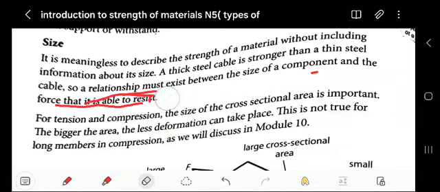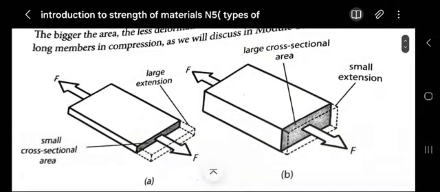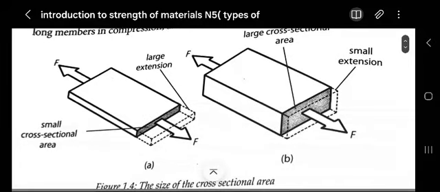Then we have again, for tension and compression, the size of the cross-sectional area is important. The bigger the area, the lesser the deformation that takes place. This is not true for long members in compression as well. We'll discuss this in module 10. As you can see, it's fine. It was just an intro, nothing more. They won't ask you about those things.